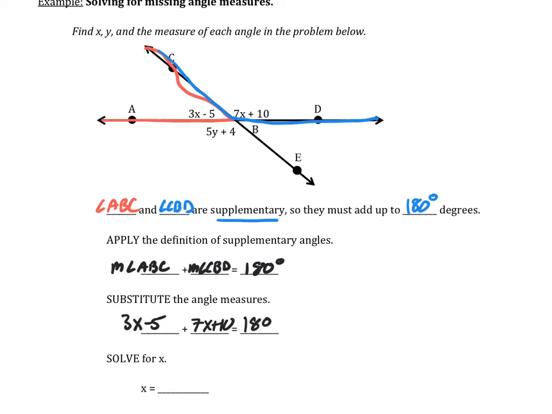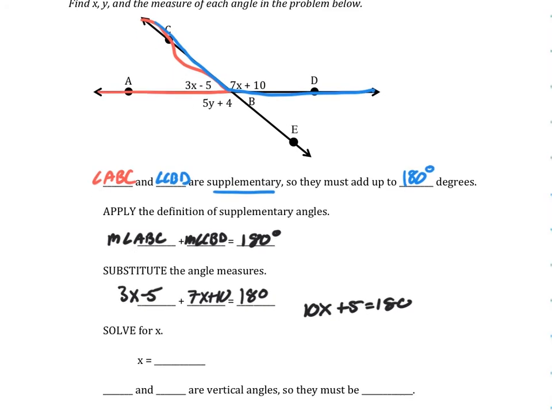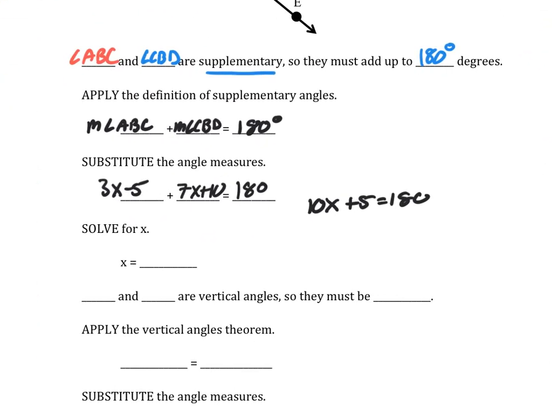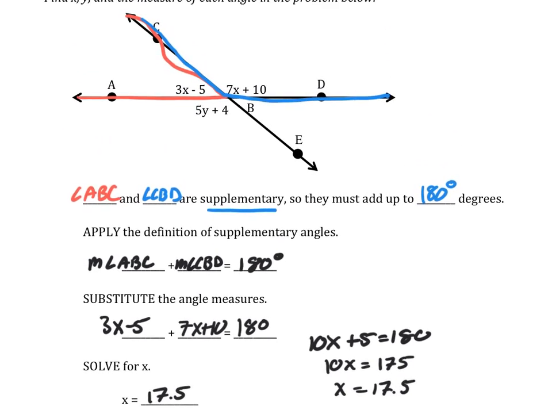So let's solve that. If we combine like terms, we get 10x plus 5 equals 180. Subtract 5 from both sides, and we get 10x equals 175. Divide both sides by 10, and we find that x equals 17.5. Okay. Now we want to keep going because we still want to find y, right? We found x, but we still want to find y.